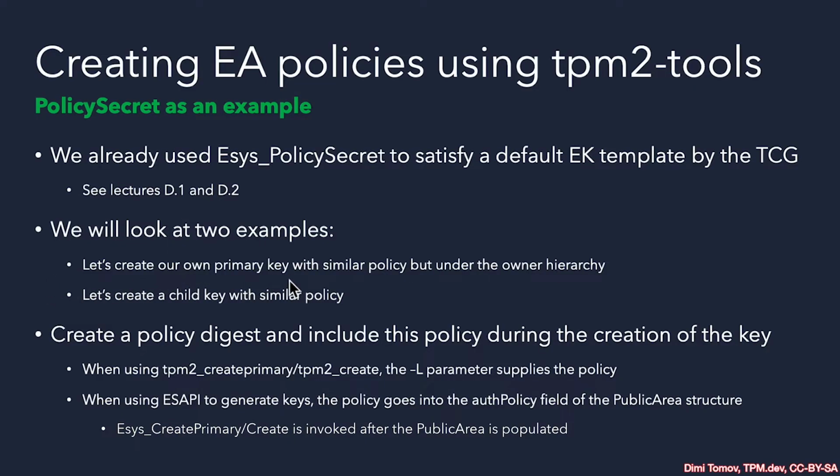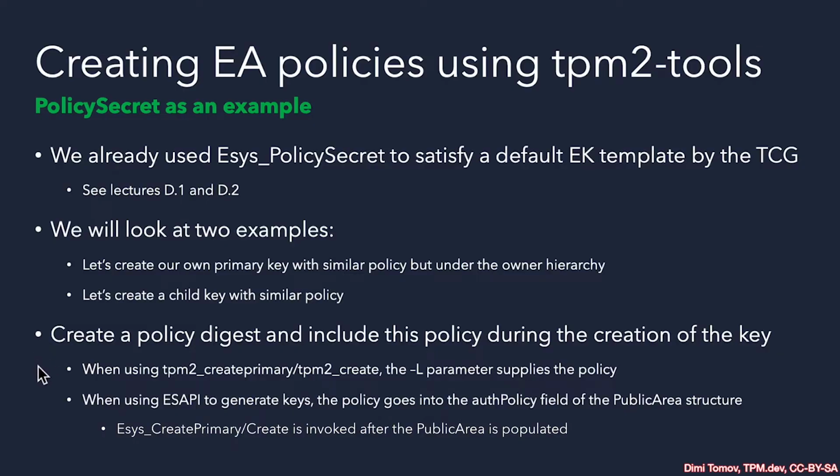One will be creating a primary key with a similar policy like the EK, meaning that we would need to satisfy, using TPM2 policy secret, the knowledge of the owner hierarchy. And then we'll try to do the same for a child key. This gives us the flexibility that if the owner hierarchy password changes, this does not affect this TPM object. We just need a user that can satisfy the knowledge for the owner hierarchy. So this gives us flexibility, and it is a great use case of the power of TPM 2.0 policy and extended authorization.